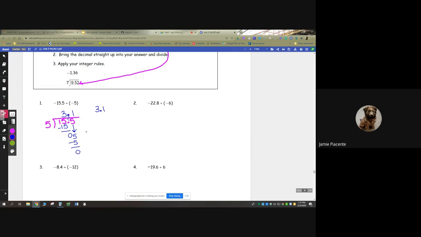But now I ask myself, is it positive or negative? Well, remember, we're doing integer rules for multiplying and dividing. Those are the same. So same signs are positive, different signs are negative. I have a negative and a negative, so they're the same. So my answer is going to be positive 3.1. Now get out those calculators, type it in and check you're right. Negative 15.5 divided by -5, and I get 3.1. We are correct. All right, let's try number 2.